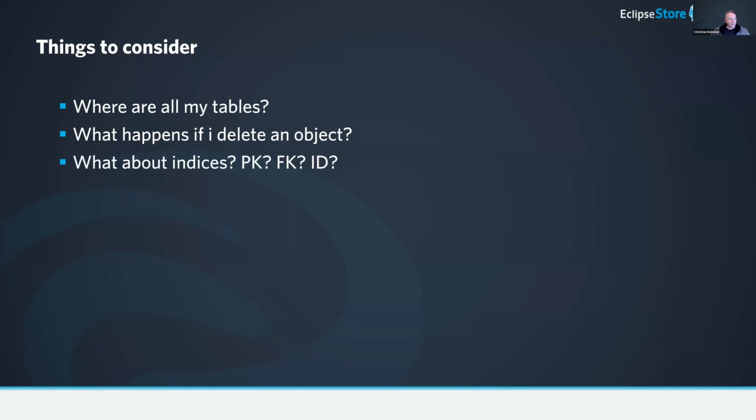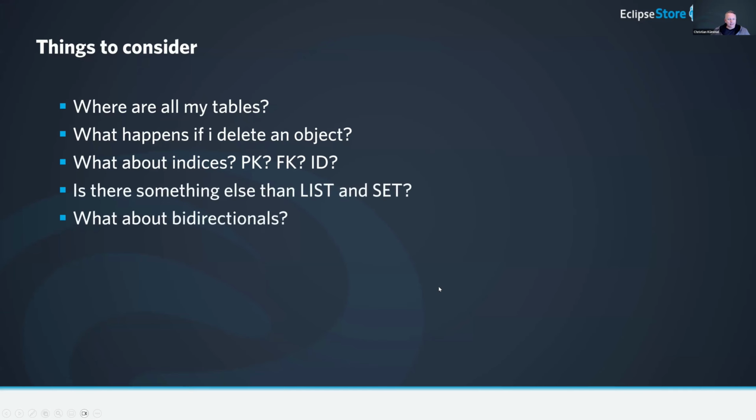And all this, what about indices, primary keys, foreign keys? Do we need those indices anymore? Is there anything else than lists and sets? Yeah, of course, there are maps, and sometimes they are quite helpful. What about bidirectionals, for example? We also have these bidirectionals within the Hibernate elements. For example, a book has an author, and the author itself contains a list of books. That's what bidirectionals means. It could also be possible within EclipseStore. As I already mentioned, EclipseStore supports cyclic references. That's not a big problem.